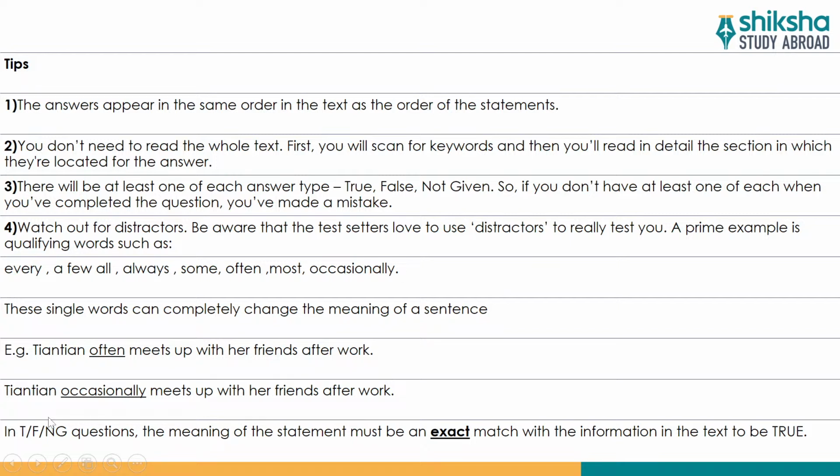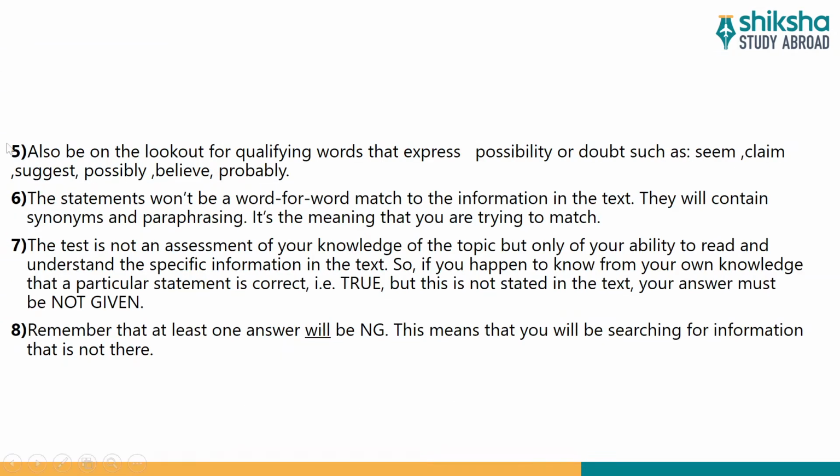Now, in true, false, not given questions, the meaning of the statement must be an exact match with the information in the text to be true. Of course, we know that. The next tip says also be on the lookout for qualifying words that express possibility or doubt, such as seem, claim, suggest, possibly, believe, and probably. The statements won't be a word-for-word match to the information in the text. They will contain synonyms and paraphrasing. It's the meaning that you're trying to match.